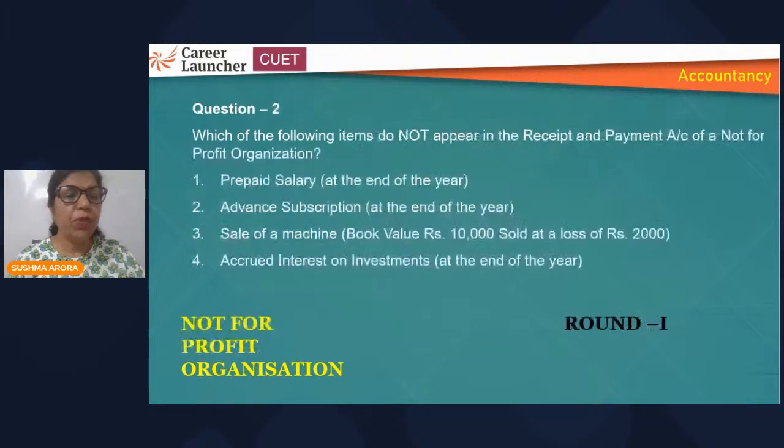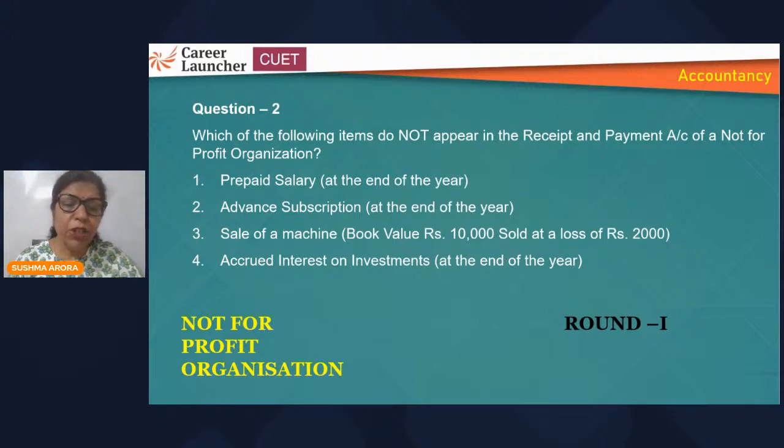Answer C. Now come on to question number 2. Which of the following items do not appear in the receipt and payment account of a not-for-profit organization? Receipt and payment account shows all inflows and outflows, all receipts and payments in cash. Prepaid salary means paid in advance. Advance subscription means subscription received in advance. Sale of machinery, the NPO will get the money.